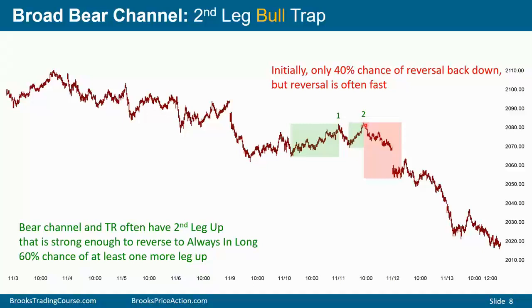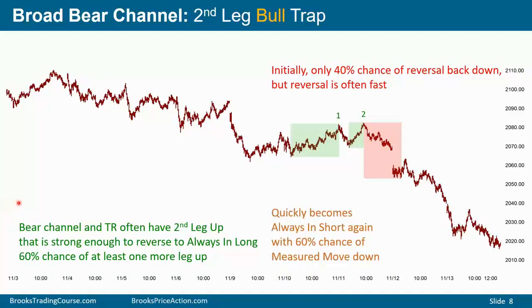You have to be careful that this might be a higher high major trend reversal. Any major trend reversal has only a 40% chance of actually leading to a major reversal. So bull trend, 40% chance of becoming a bear trend. But when it happens, it can happen pretty quickly. If the bears get out for any reason during this stretch where the market was always in long, they have to be looking to sell again if they're looking back at the past several days and seeing that the market's in a broad bear channel.